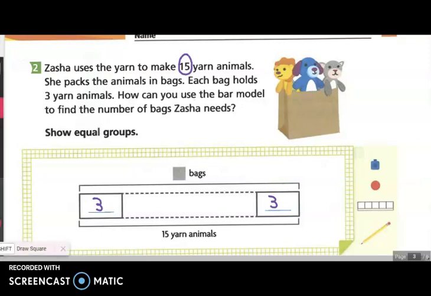What do we have so far? 3, 6, 9. Another rectangle. That one would be 12. And then one more would be our 15. So now we have our whole 15 yarn animals. The question is, how can you use a bar model to find the number of bags Sasha needs? So we did that. Okay.